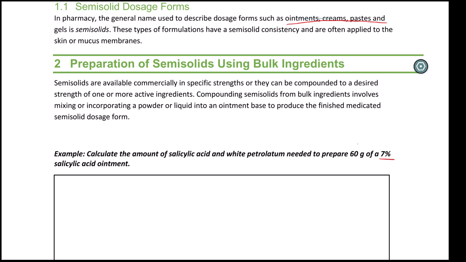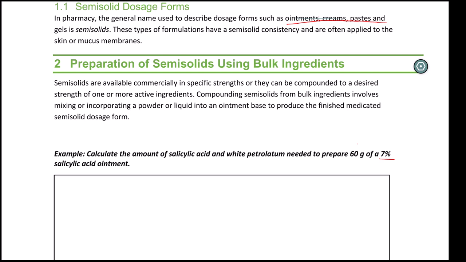And to that, you're going to add a powder, which is a drug, or you're going to add the drug in a liquid form. So I can take the drug in a powdered form and mix it in with the base, or I can take a liquid that's a drug and mix that into the base. And that's how we make medicated semi-solids.